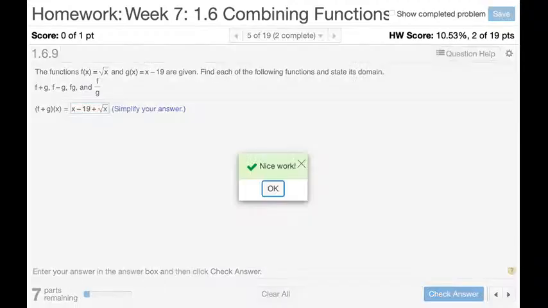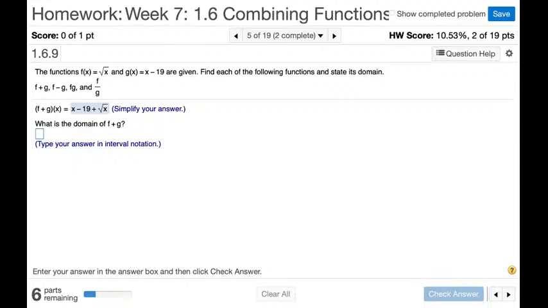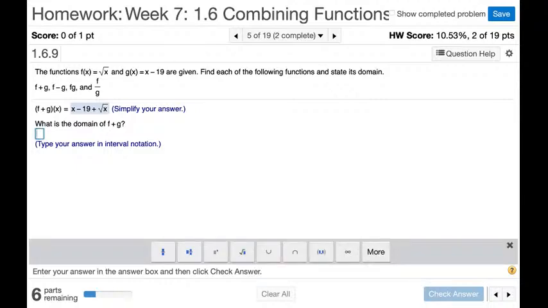What's the domain? Okay, so the domain of g is all reals, but this one, remember, we can't take the square root of negatives, so this is greater than or equal to 0. So then all reals intersect greater than or equal to 0 is going to be greater than or equal to 0. So then the far left, it can be 0, so we're going to use a square bracket. The far left is 0 off to infinity. Infinity always gets a parenthesis.